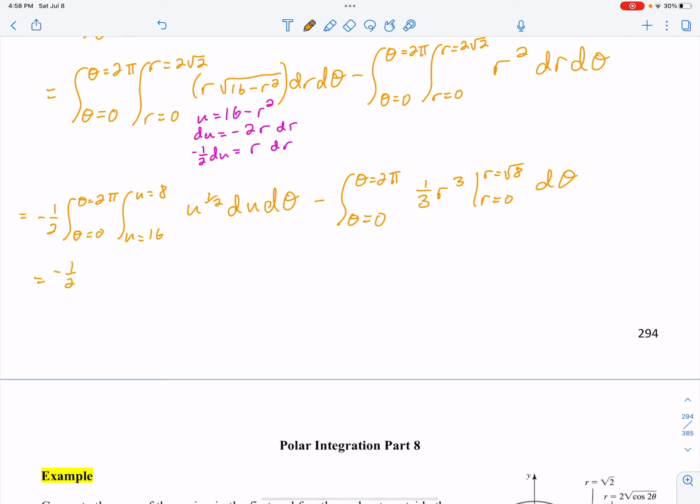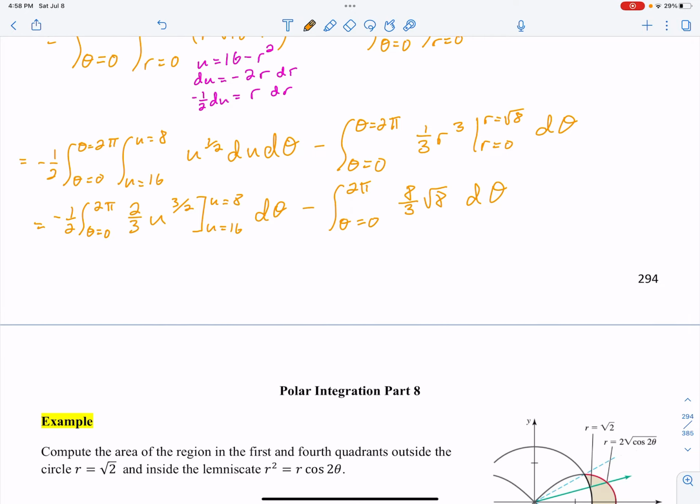Okay, here, this is just a normal integral. I got negative 1/2. I got theta from 0 to 2 pi. And then we're going to go up by 1, that's 3/2, divide by the new one, so it's 2/3 u to the 3/2. And then we run this from u equals 16 to u equals 8 d theta minus, and then I'm just going to put these back together after I plug in everything. So theta equals 0 to 2 pi. If I plug in the cube root of 8, I get 8 out. I get 8/3 root 8 d theta.